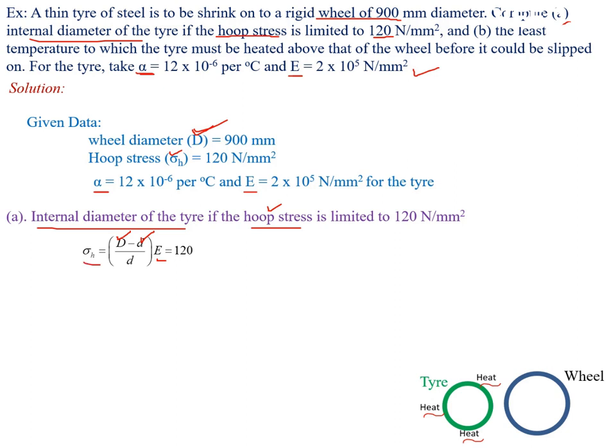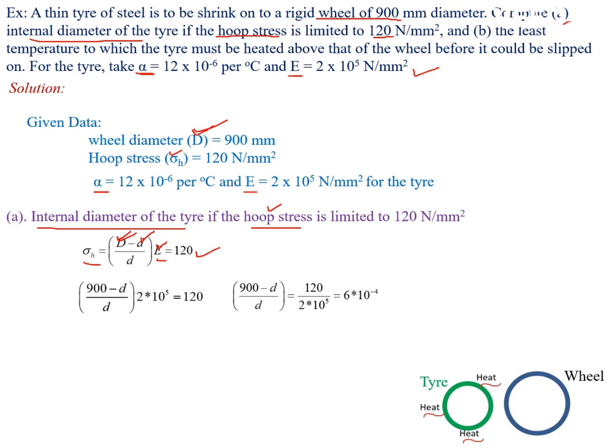So sigma h, the hoop stress, equals capital D minus small d divided by small d into Young's modulus of the tire, that is 120. Here we know the wheel diameter, and Young's modulus of the tire also we know. Then substituting in this equation, it becomes 900 minus small d divided by small d into 2 into 10 to the power of 5 equal to 120.